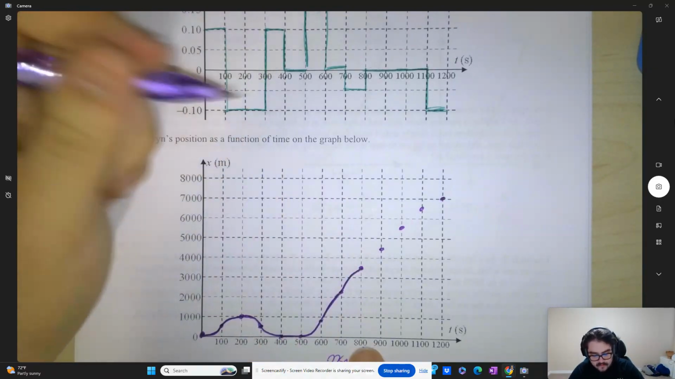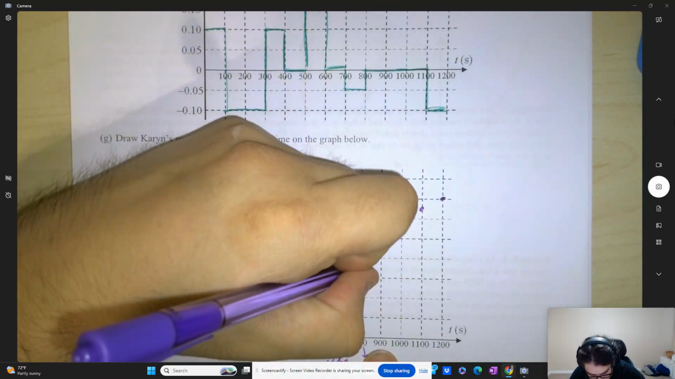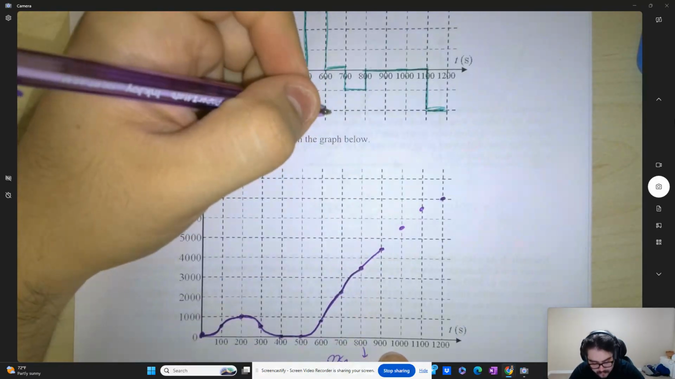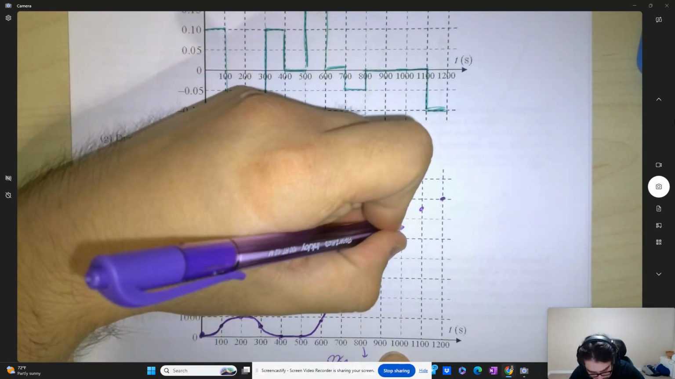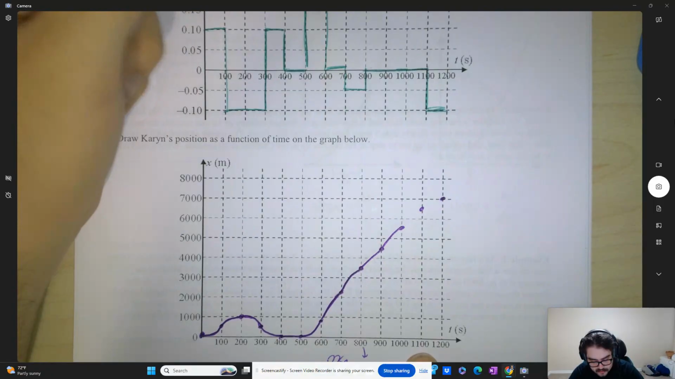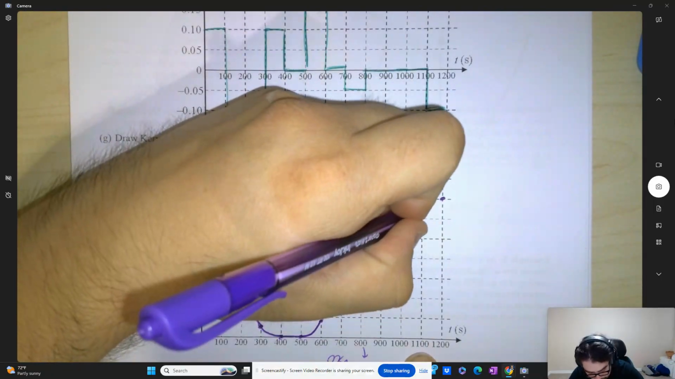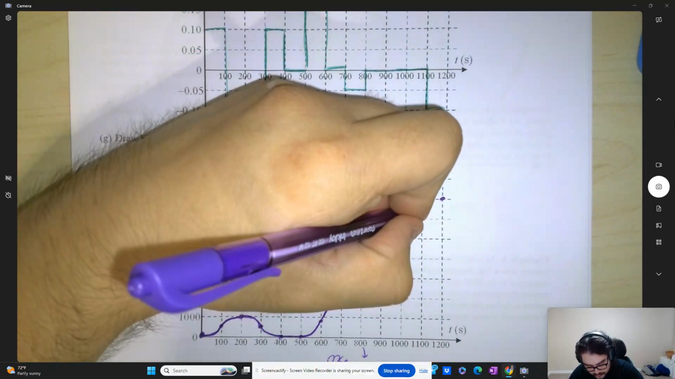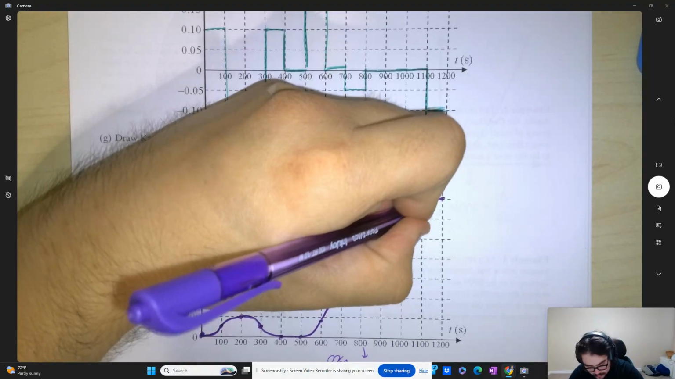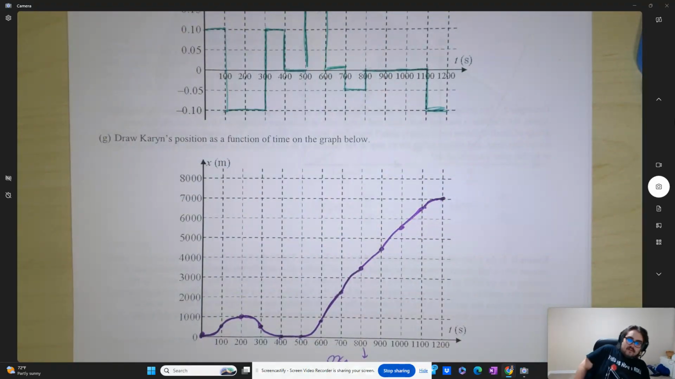Okay. From 700 to 800, it should be concave down. Okay. From 800 to 900, it should be a flat line segment. From 900 to 1000, flat line segment. From 1000 to 1100, flat line segment. And then concave down to finish us out. Okay, so that's how that graph looks. It looks really weird, doesn't it? It's a really funky graph.